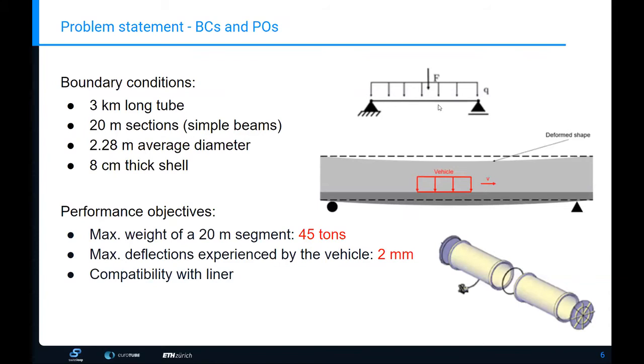A simple beam, for the ones who do not know what this means, is a simply supported beam, which means that one side is fixed and the other side is a roller support, so it can move.